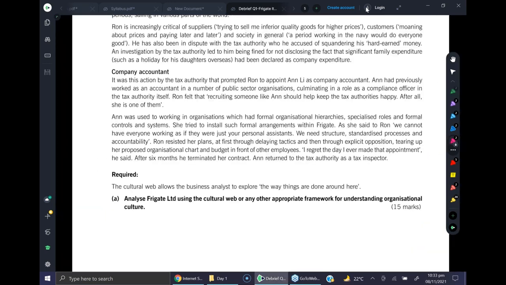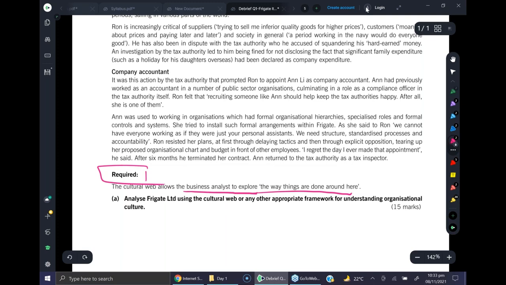So the first question requirement says that the culture web allows the business analyst to explore the way things are done around here. So maybe with this, you get the idea that this question is coming from the leadership area of the syllabus, where the culture of the company is discussed. So what are we supposed to do?